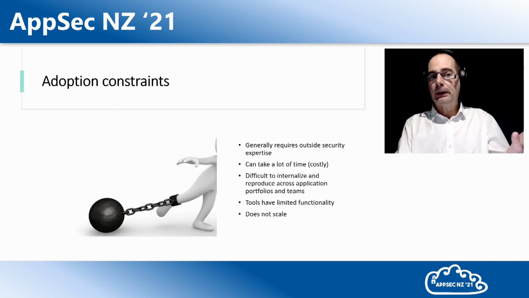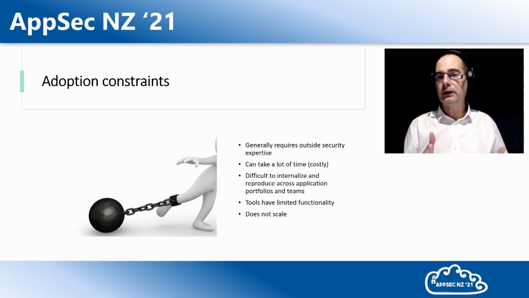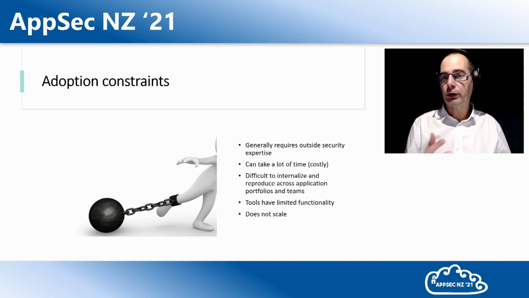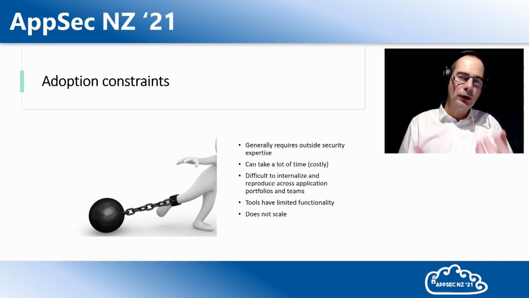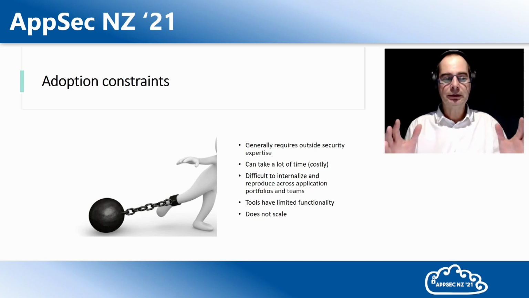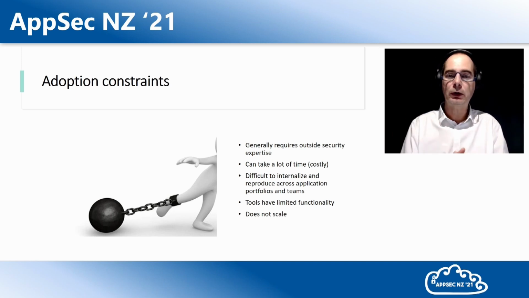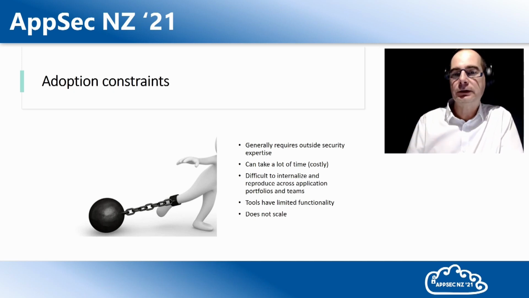So why aren't we all doing this? Well, there are quite some adoption constraints here. Typically, this will require outside security expertise. This might be outside the organization or even external help from external people. It might take some time. It's also difficult to reproduce across different teams and to compare threat models of different teams. Also, what we've seen and experienced is that tooling is definitely still limited. There's a growing tooling market around threat modeling, but it's still limited in functionality. And overall, it's hard to scale as an activity.